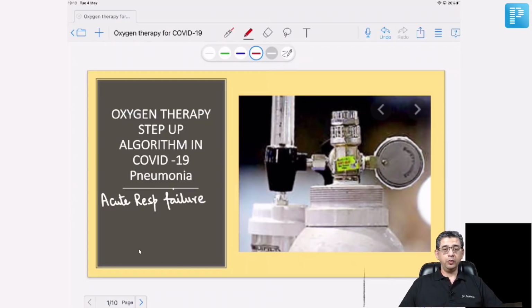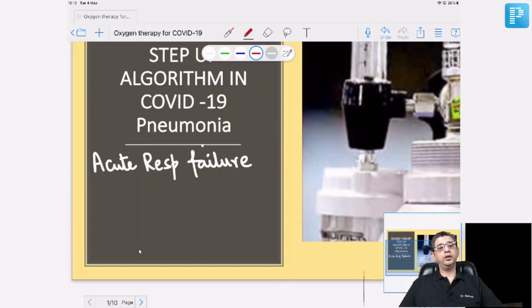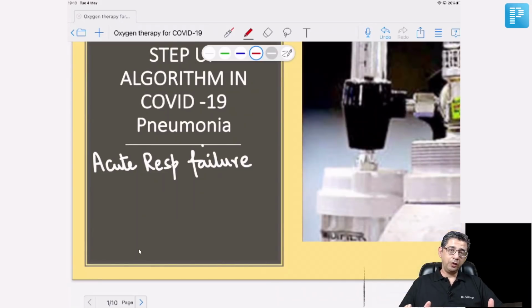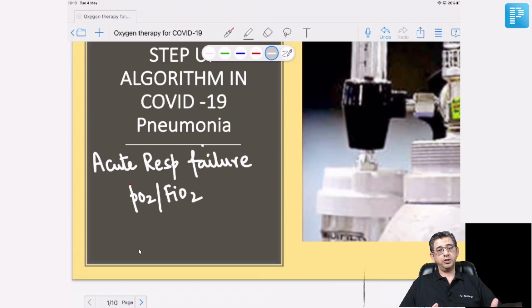So first and foremost, we need to touch base and understand the term acute respiratory failure because I'll be using this terminology multiple times. So do remember this mathematical formula, PO2 divided by FiO2 ratio, that is partial pressure of oxygen that you can get from the ABG report and fraction of inspired oxygen. If this turns out to be less than 300, then we call it acute respiratory failure.